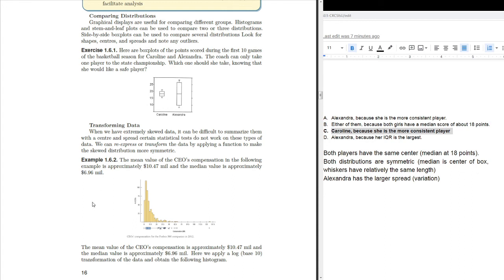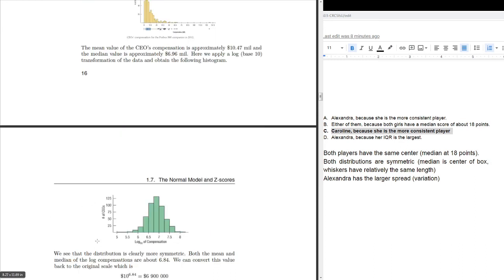So we can apply a log base 10 transformation of the data to obtain the following histogram. On the log scale, we see that this distribution is much more symmetrical than the original. So we can look at calculating the mean and median of the log compensations, which are about 6.84.